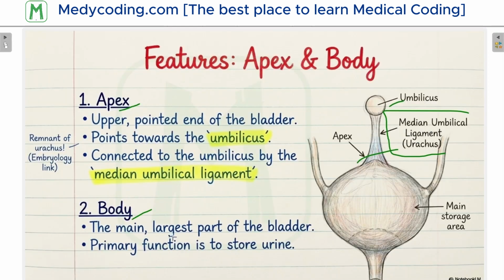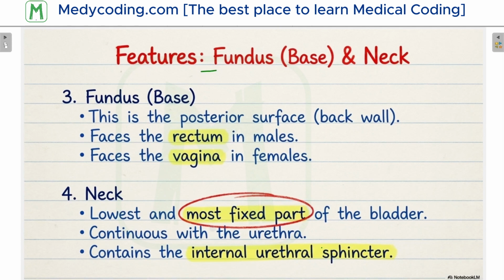The body is the main storage part of the bladder. This large part is the body. Next is the fundus. The fundus is the base of the bladder and it is the posterior part of the bladder. The lowermost part is the neck. The neck contains the internal urethral sphincter.